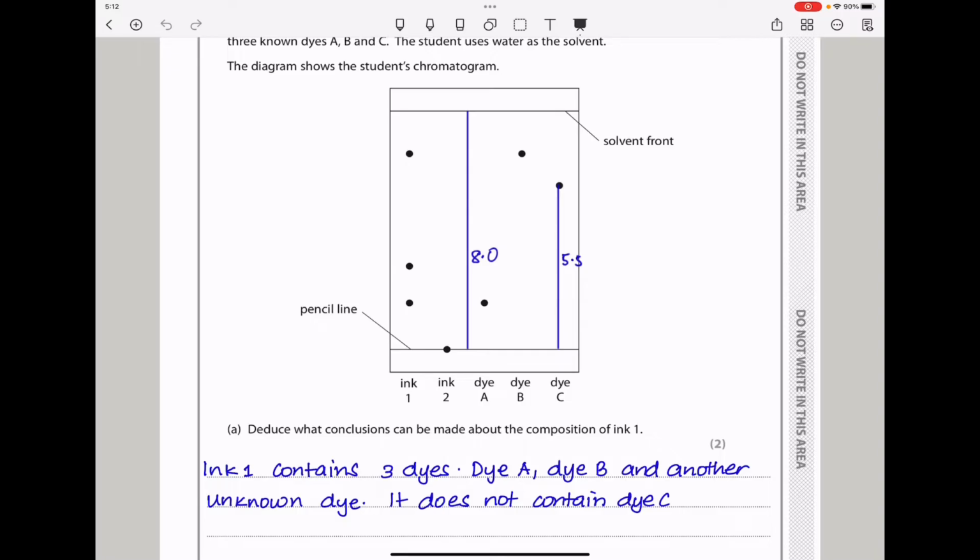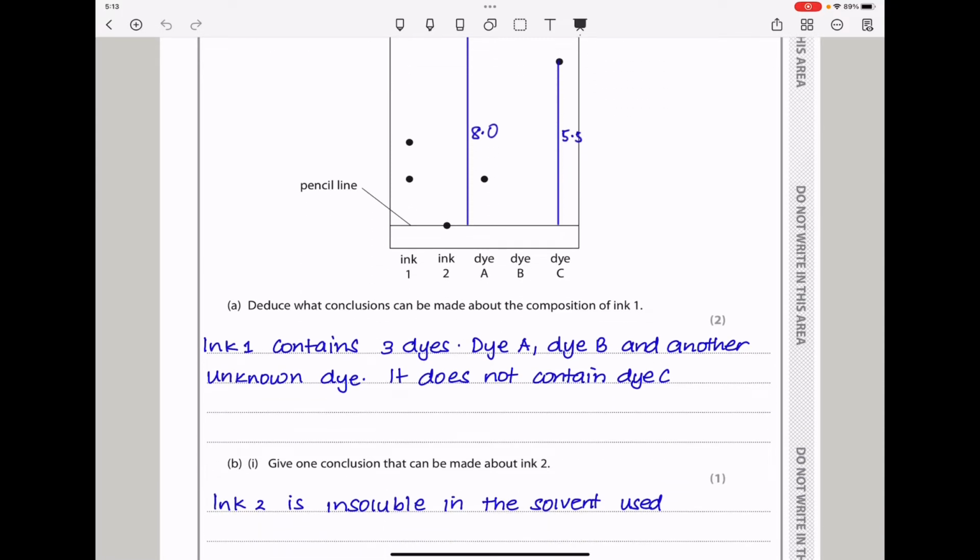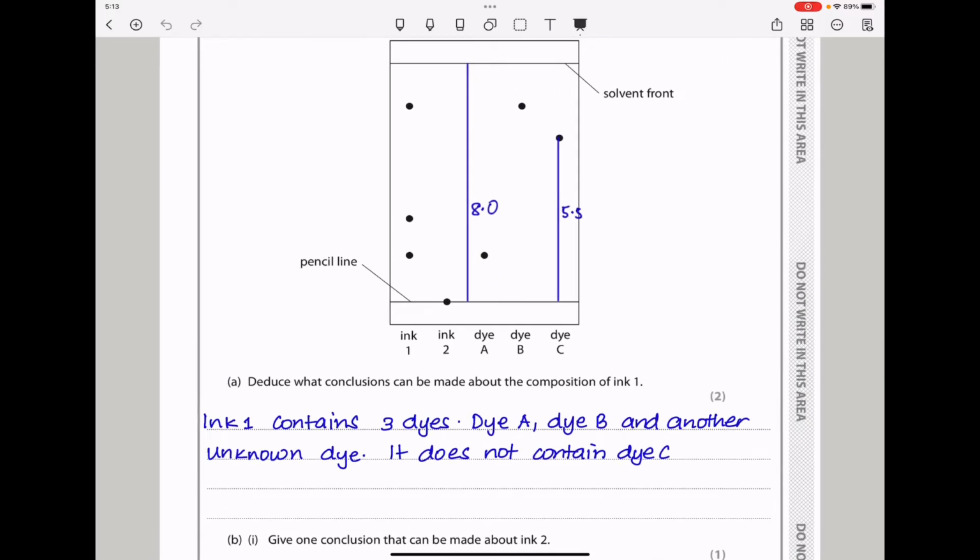So when we observe the results, we can see ink 1 contains dye A, as well as dye B, because this is in here and that is in here. However, we can see that this dye is not identified because it's not present in any of the 3 dyes. We can also see that dye C is absent in ink 1 as well as ink 2. So the question asks, deduce what conclusions can be made about the composition of ink 1. When we observe the results again, we can see, like I said already, ink 1 contains dye A as well as dye B, but this one here is missing.